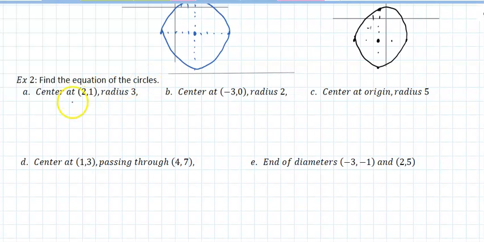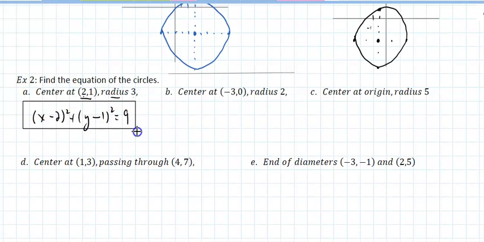find an equation of a circle. If you give me the center and the radius, well, it's going to be x minus that 2 squared plus y minus that 1 squared equals 3 squared, which is a 9. And there it is. It's fairly simple if you're given those.